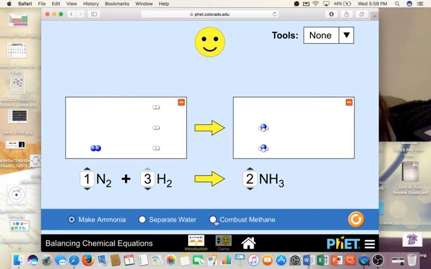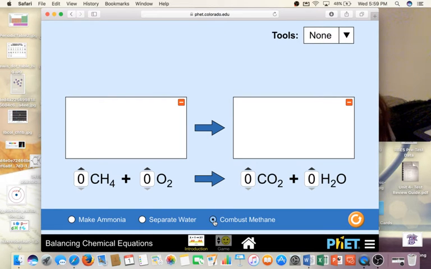All right, let's go to combustion of methane. So you have methane, CH4, plus oxygen. Now remember, oxygen is one of those diatomics too. Then it produces CO2, which is carbon dioxide. Remember, it is a covalent compound, so that's why you have the Greek prefixes. And then you have H2O, your water. So I'm going to add one of each.